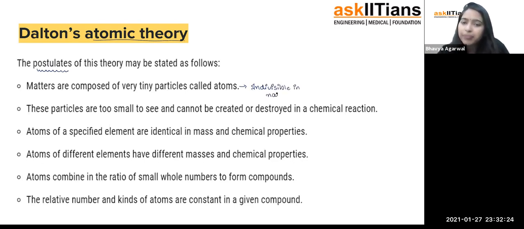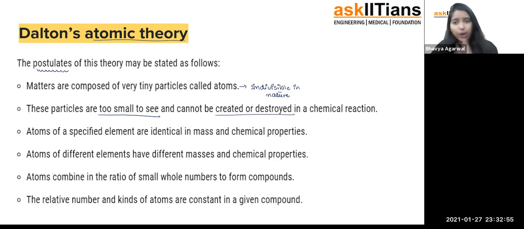This was said by Mr. Dalton. Then he said that atoms are so small that you cannot see them with your naked eyes. For that, you need a very strong microscope, like an electron microscope, to see the atomic level. These atoms cannot be created or destroyed in any chemical reaction. Whenever you're talking about a chemical reaction, about which we are going to discuss in a while, you cannot create or destroy them.